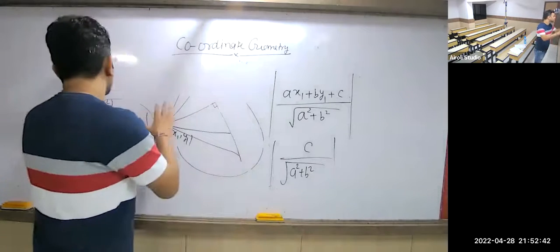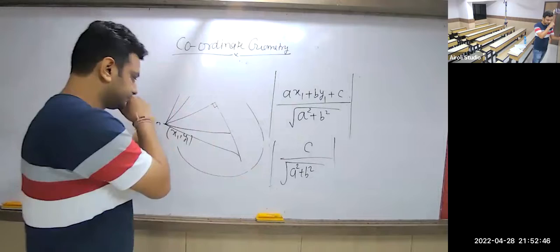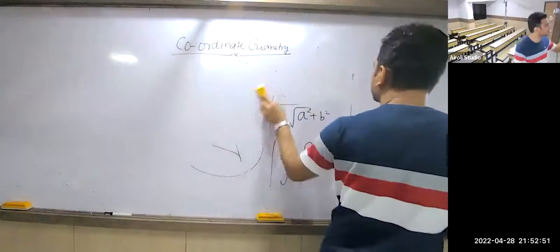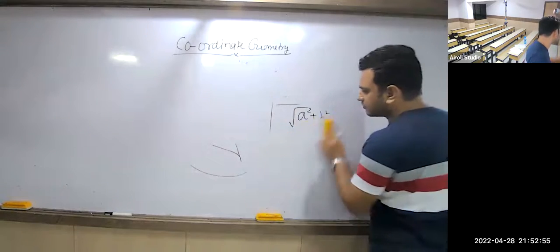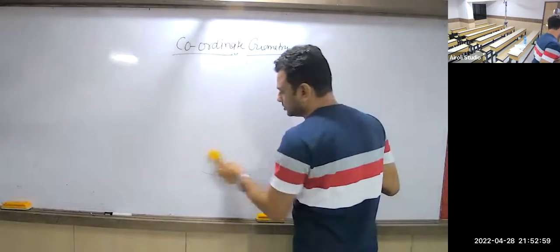So this was the equation of line. We have studied four forms of equation of line, and the distance between a given line and a given point. That was actually nothing but the minimum distance between a line and a point.